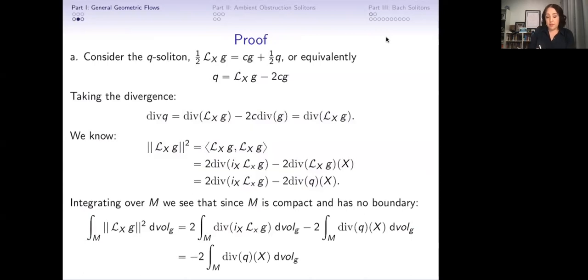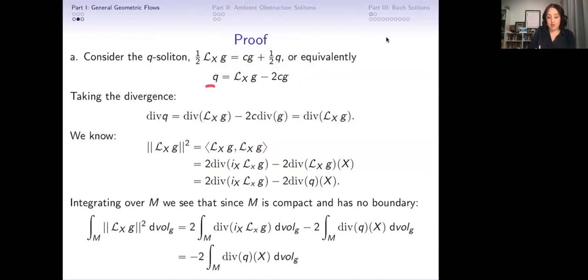So to prove A, the first thing I'm going to do is a little bit of reorganization, a little bit of housekeeping, and I'm going to move my CG term over to the left, and I'm going to multiply everything by 2. So really, I'm going to consider a Q soliton. That's what I've assumed. And I'm going to let Q equal the Lie derivative minus 2CG. Again, all I have done is take my equation that I know my manifold satisfies, and I've reorganized it.